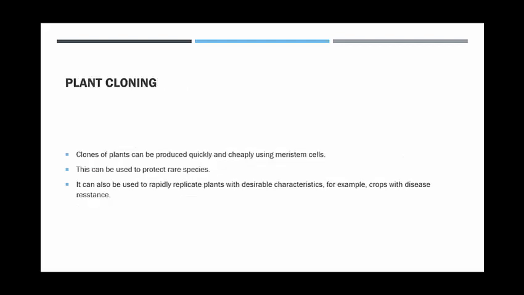Less controversial is the use of plant cloning, and clones of plants can be produced quickly and cheaply using those meristem cells. This can be used to protect rare species by replicating them rapidly, but it can also be used to rapidly replicate plants with desirable characteristics. For example, if you have a crop with disease resistance, you would want multiple copies of that plant so that you can have your whole yield of crop having that disease resistance.